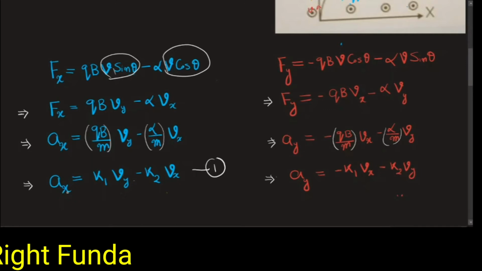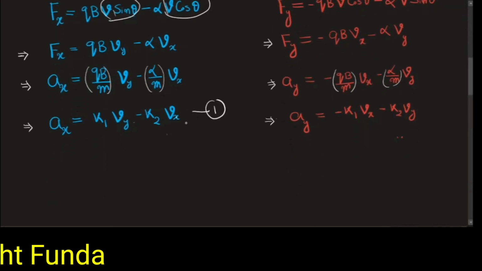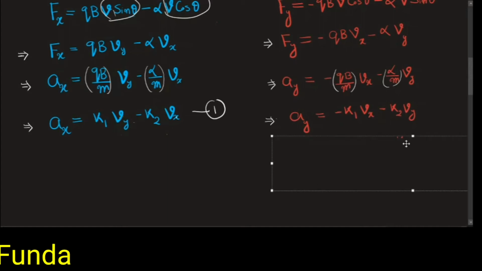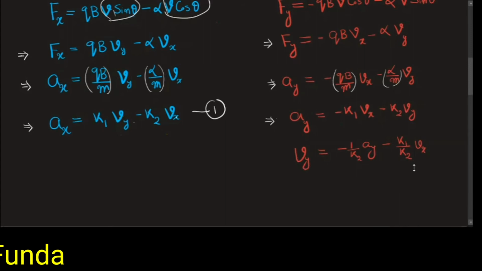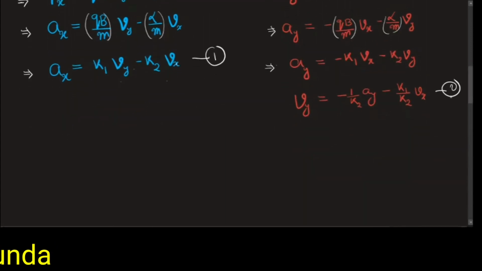In ax, a vy term is there along with the x term, and in ay, a vx term is there along with the y term. So I need to eliminate this one. So how to do this? It is a coupled equation, so we need to decouple it. From this, let's calculate vy and substitute here. So vy I can write as vy equal to this. Let's call this equation number 2, and take this vy and substitute here.